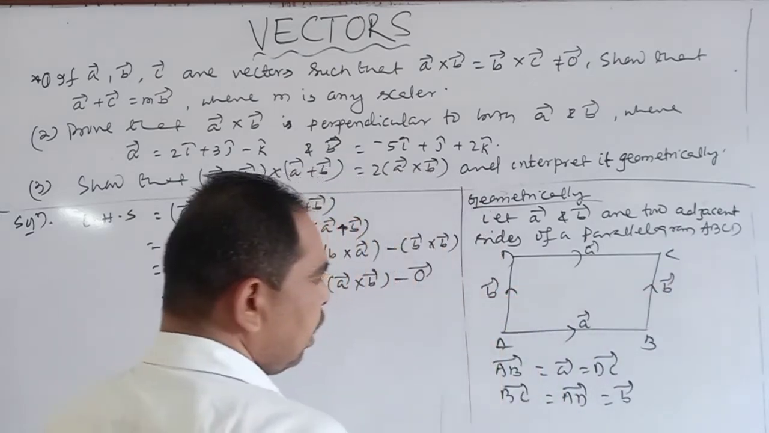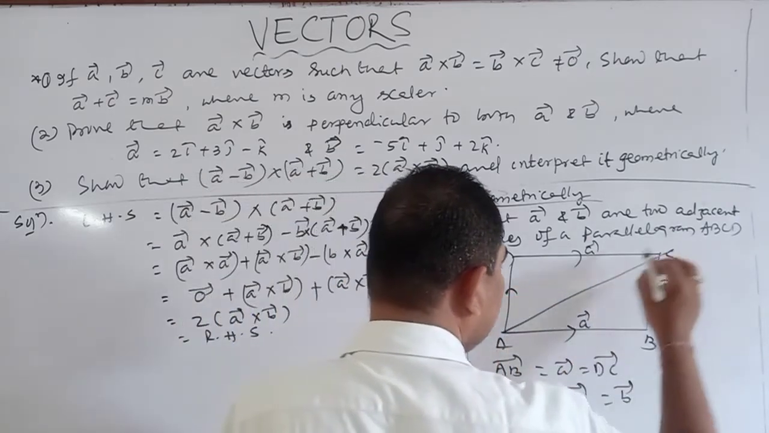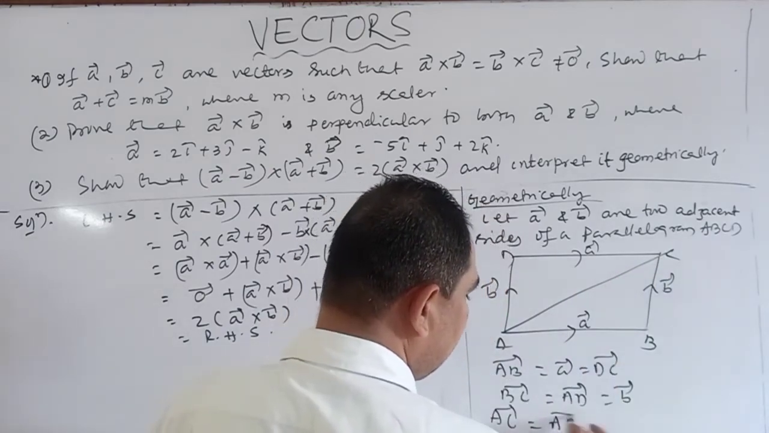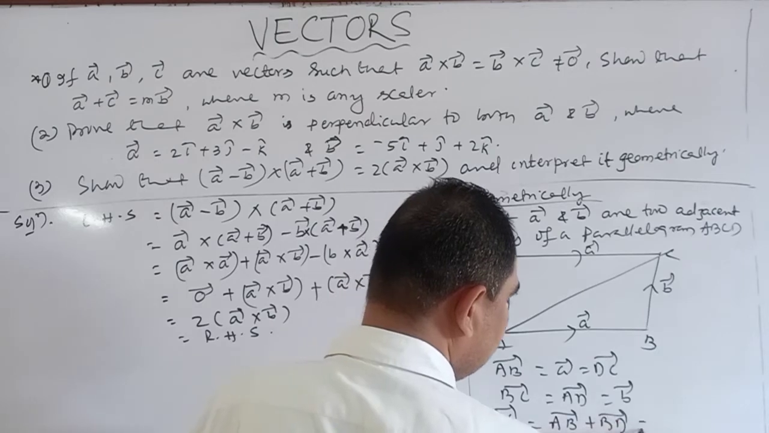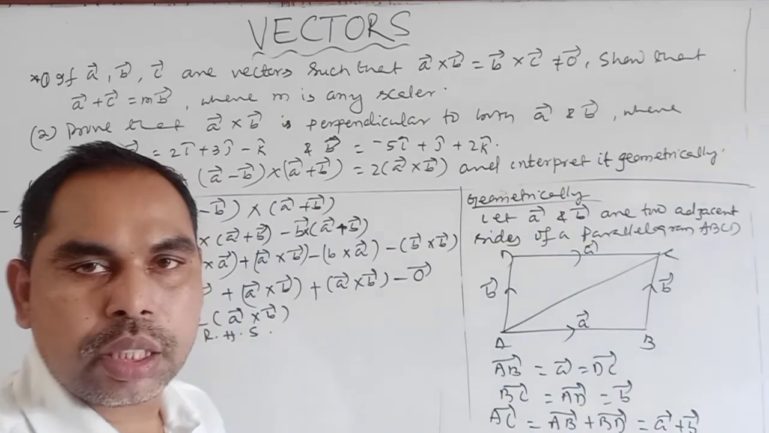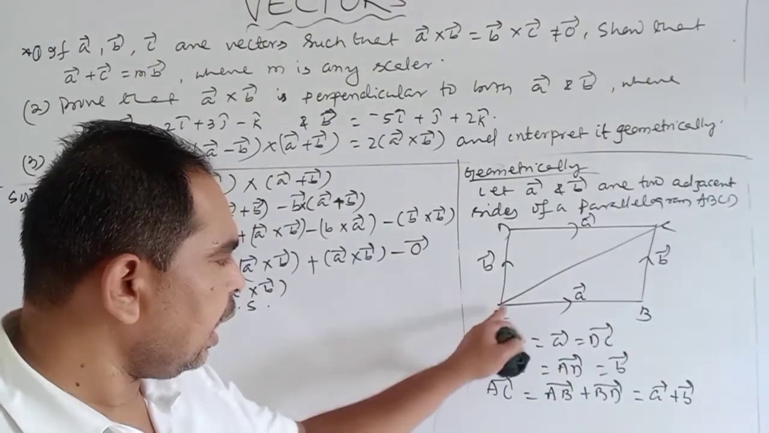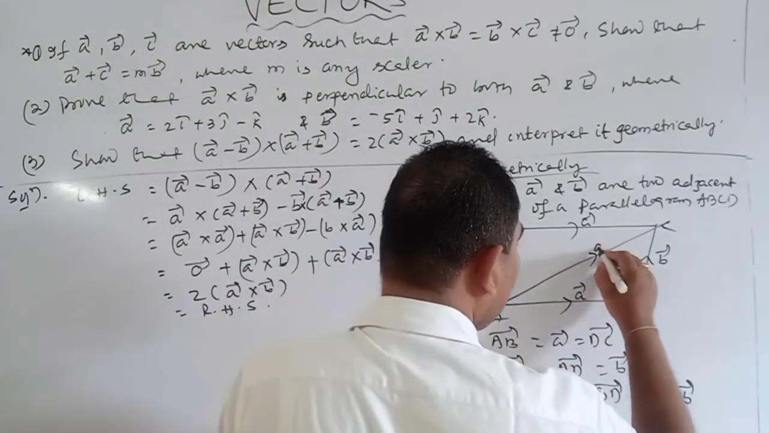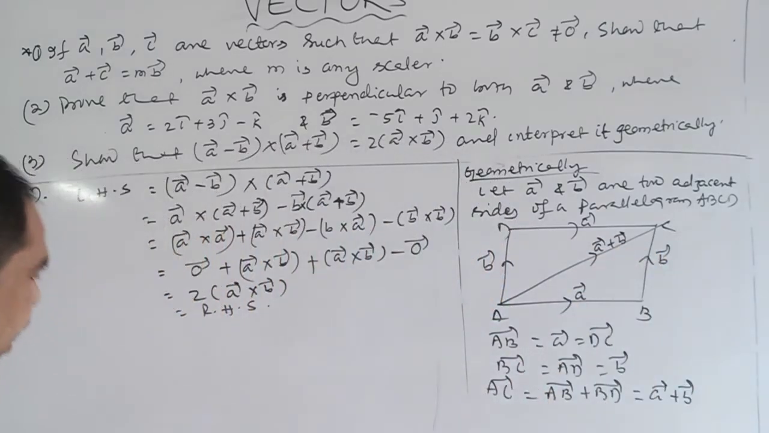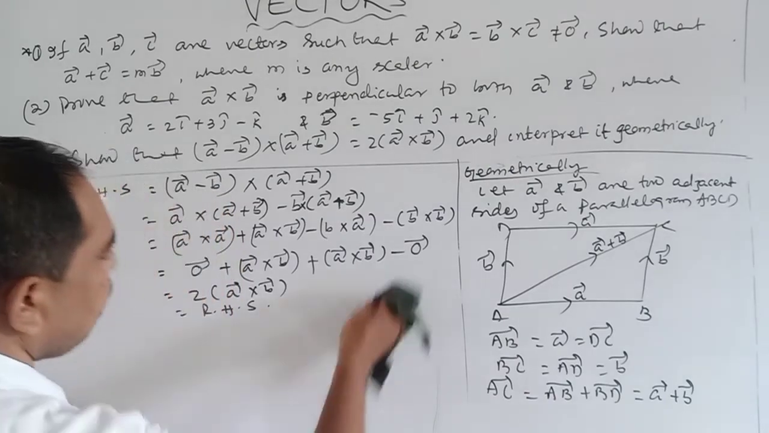Okay, so AC vector is equal to AB plus BC, which is equal to A plus B vector. This is AC vector. AC vector is equal to A plus B vector. Okay, next one, DB vector.